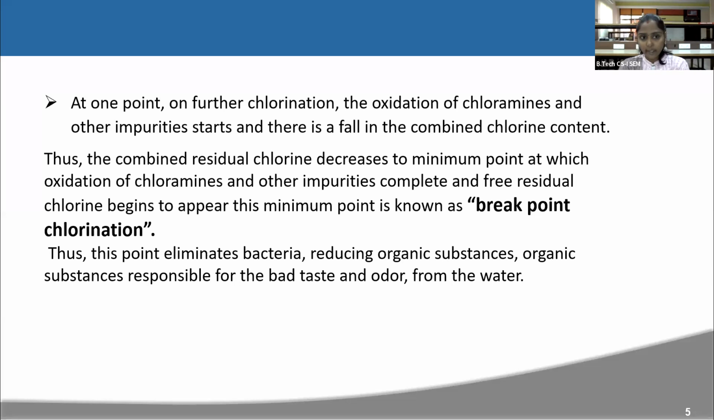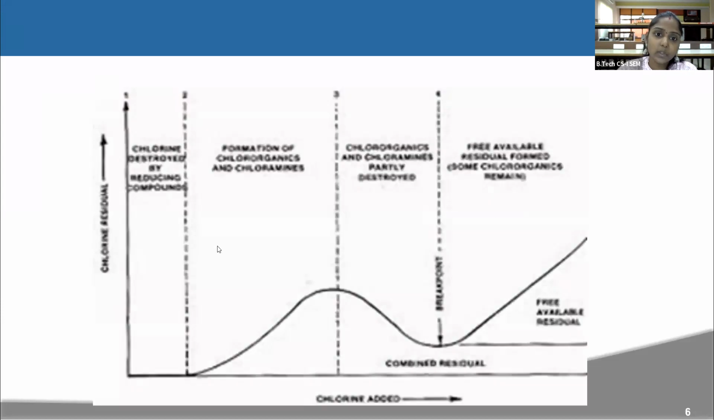So what is the meaning of breakpoint? The combined residual chlorine decreases to a minimum point at which oxidation of chloramines and other impurities is complete and free residual chlorine begins to appear. This minimum point is known as the breakpoint of chlorination. This is the graph for breakpoint of chlorination.